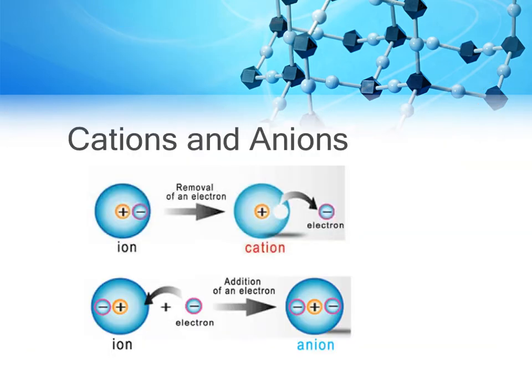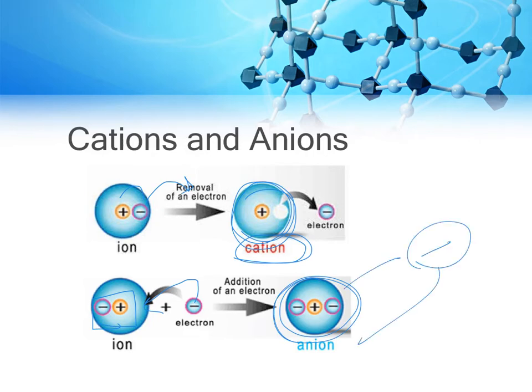Here's a visual for my visual learners like me. If you have an equal number of protons and electrons, you have a neutral atom. Then if you take away an electron, you're left with an overall positive charge, which is called a cation. On the bottom here, again, if you start out with a neutral atom, equal number of protons and electrons, and you add an extra electron, your overall charge in that atom is now negative, which is called an anion.